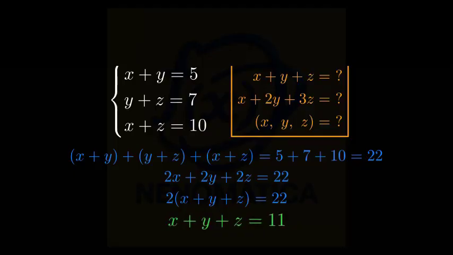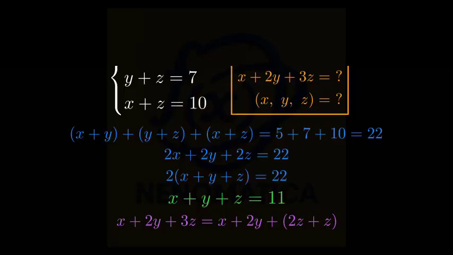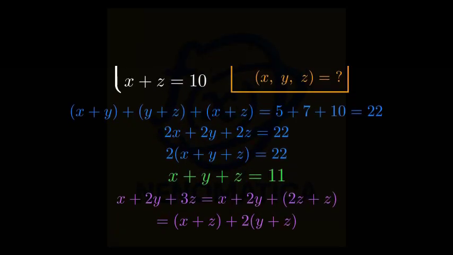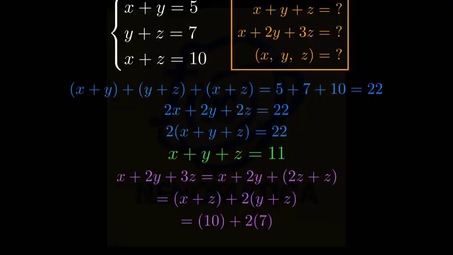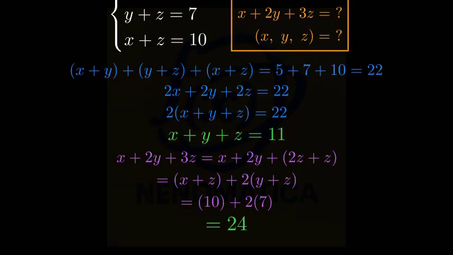Step 2. Compute x plus 2y plus 3z using only the given sums. Write x plus 2y plus 2z plus z. Regroup as quantity x plus z plus 2 times quantity y plus z. Substitute the known sums: x plus z is 10 and y plus z is 7. Therefore, x plus 2y plus 3z equals 24.